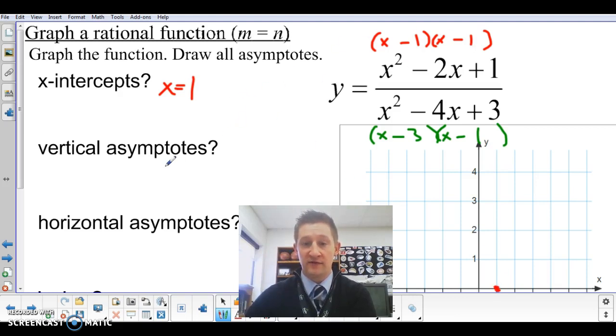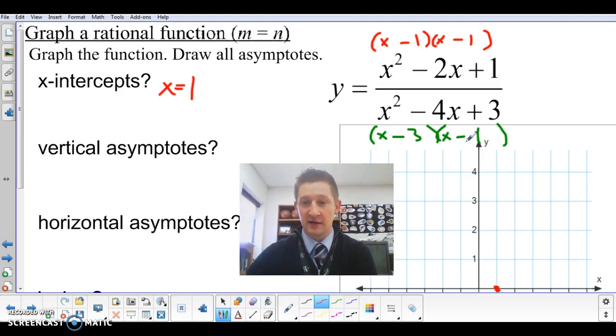Now, as far as vertical asymptotes are concerned, I look at what makes the denominator equal 0. Well, that's pretty easy too, because I've got it in factored form. I can easily pick out that 3 and 1 both make the denominator equal 0. So I would think that I might have vertical asymptotes at both of those places. However, only one of them is actually going to be a vertical asymptote.